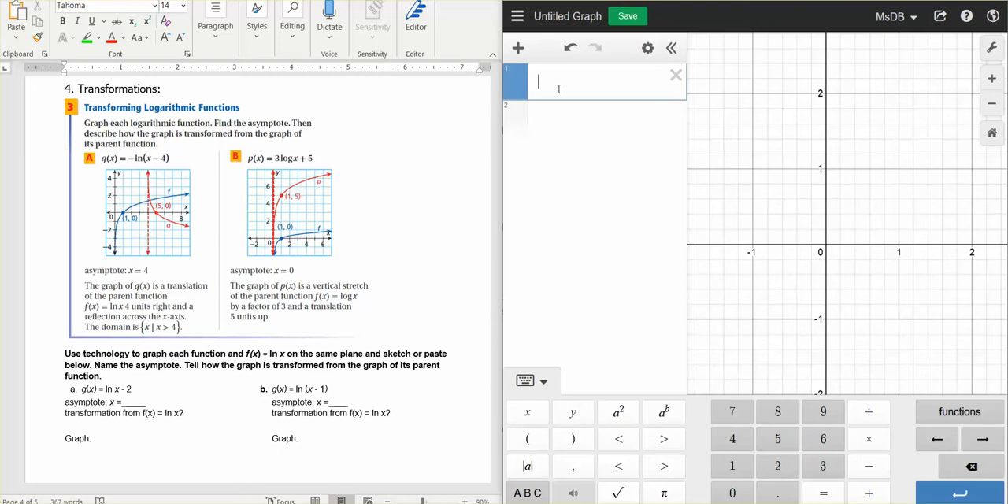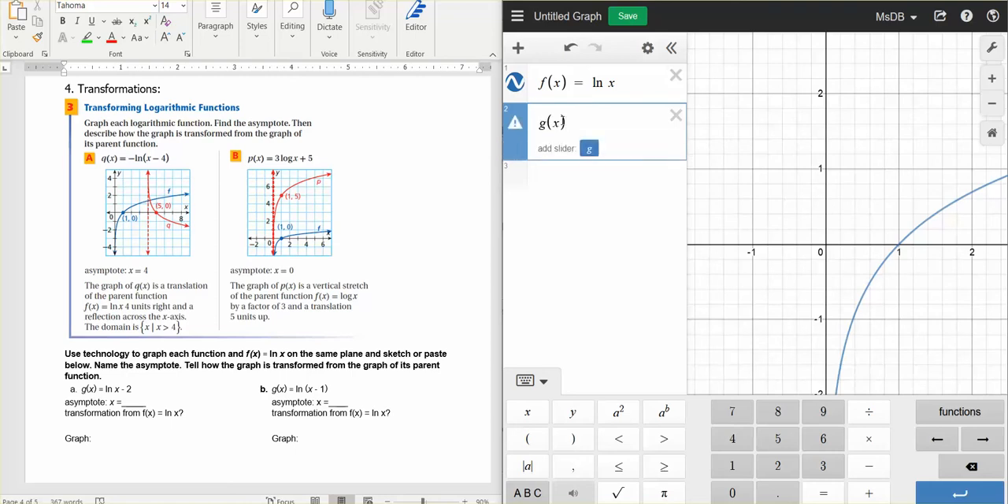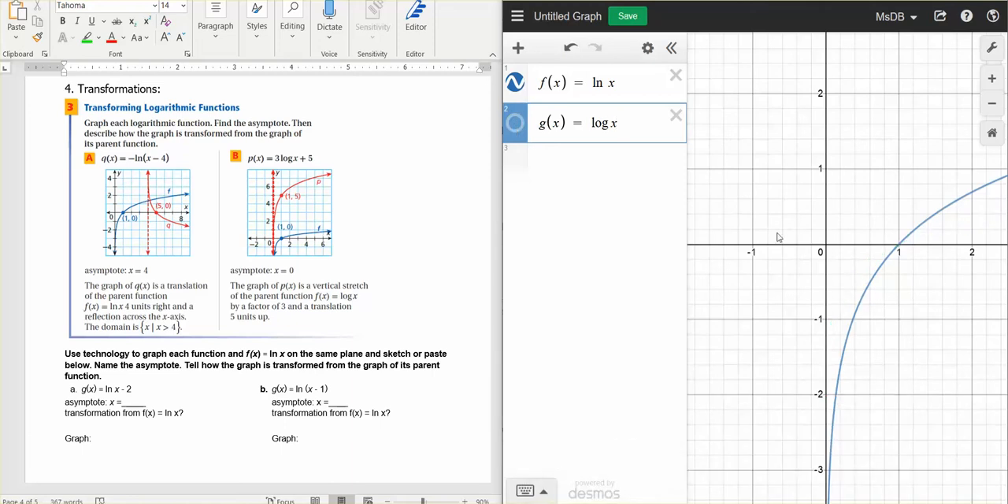Let's put the graph of the parent function on here. The natural log parent function would be y equals natural log, ln of x, so I'm going to graph that. And then I'll also graph the common log. I'll call it h of x. I don't know that I need this for this problem, not for a and b, but maybe for the others, and that's just log of x. I'm going to hide this one by clicking on the color circle so you just see natural.